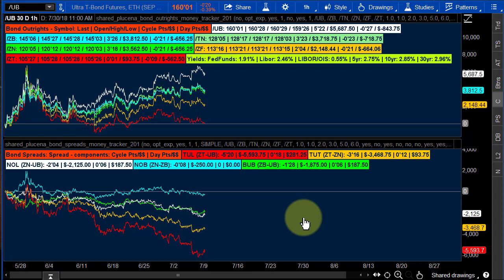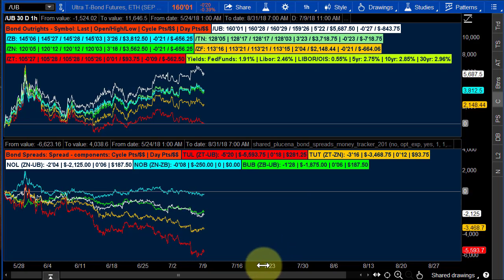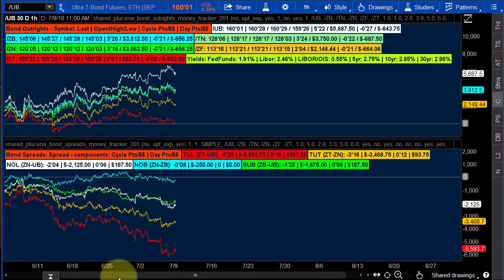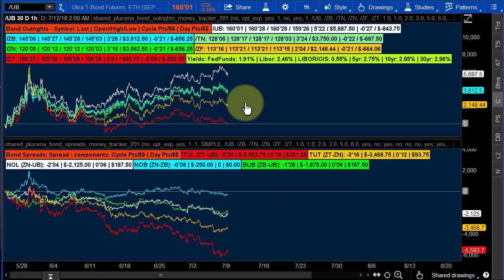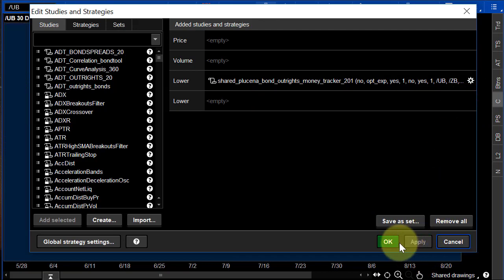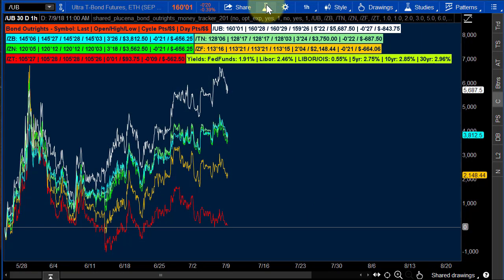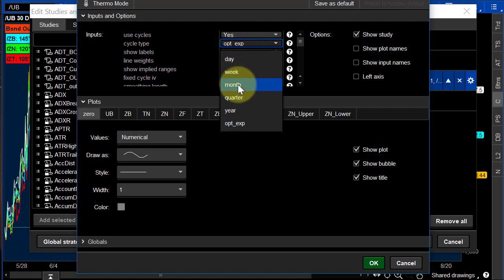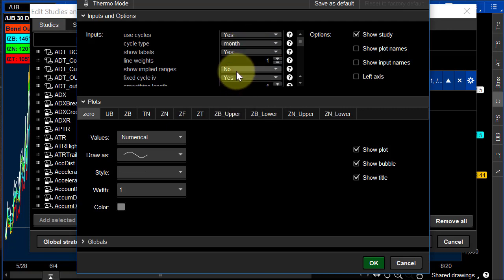So for those out there with the bond toolkit, this message is specifically for you, guys: play around. Simplify things. You could always play around with it by, for instance, what I did, I just looked at this one. And then I just looked at 3 futures contracts. Go to the beaker. Get rid of one. Apply. OK. Go to the beaker. Here. Use cycles. Yes. You can use the options expiration. You can use the month. You can use the week. I went month. Show implied ranges. Yes.